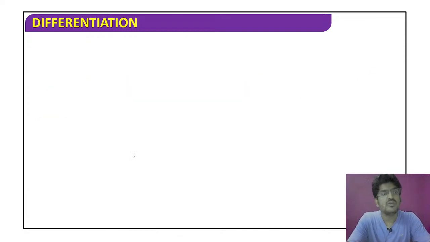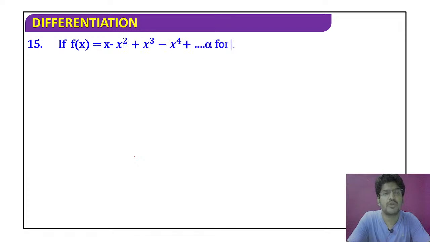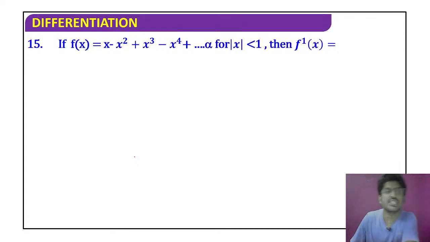So now we can go for the 15th problem. Very good. See this, f of x is given as x minus x square plus x cube minus x raised to 4 plus so on, for mod x lesser than 1. This is f dash of x, that means the differentiation of f of x.